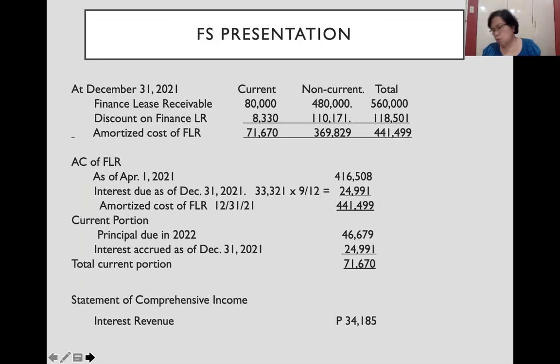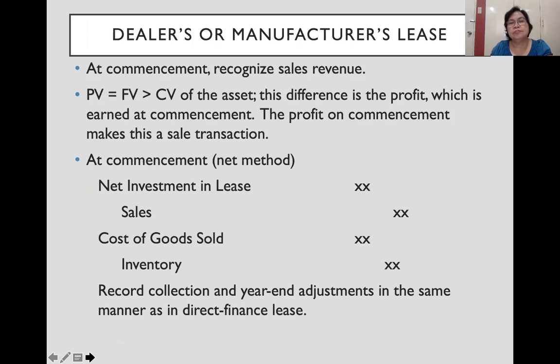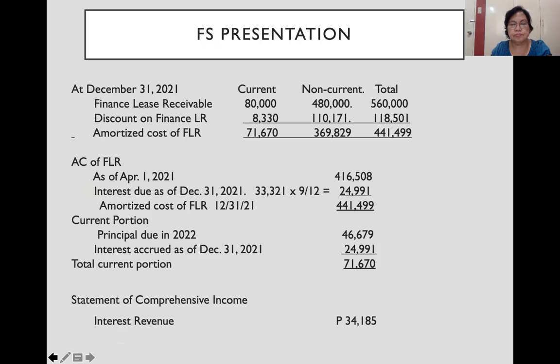Okay, so that's one problem, illustrating direct finance lease. And in our illustration, there is guaranteed residual value. So, will it matter if the residual value is unguaranteed? No, it will not matter.